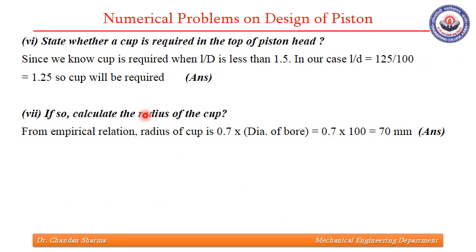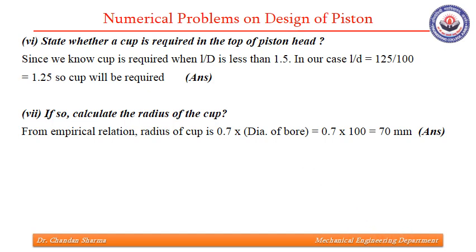We need to take another decision whether a cup is required or not. We know that a cup is required when L by D is less than 1.5. In our case, the length of stroke upon diameter of piston is 1.25, so a cup will be required. We also need to find the radius of the cup. We know the empirical relation that the radius of cup should be 0.7 times the diameter of bore. Our diameter is 100 mm, so the radius of cup will be 70 mm.